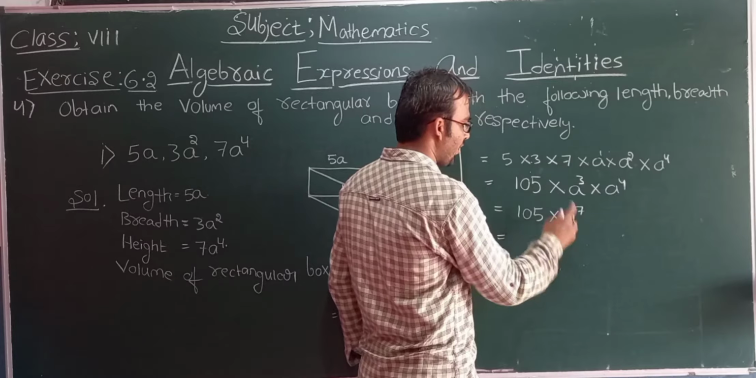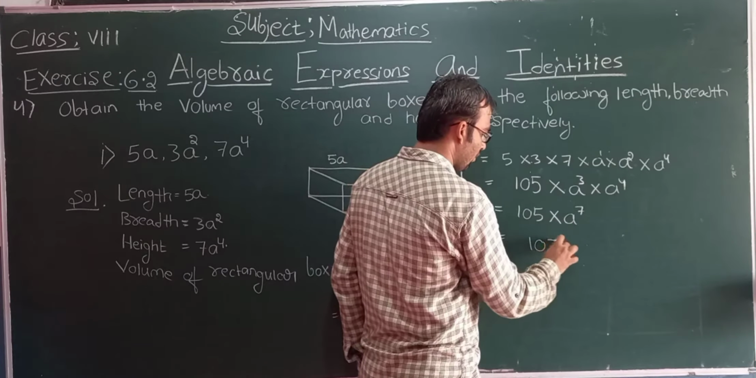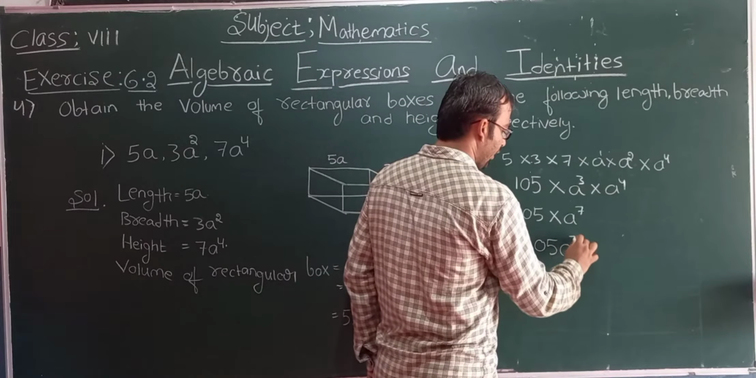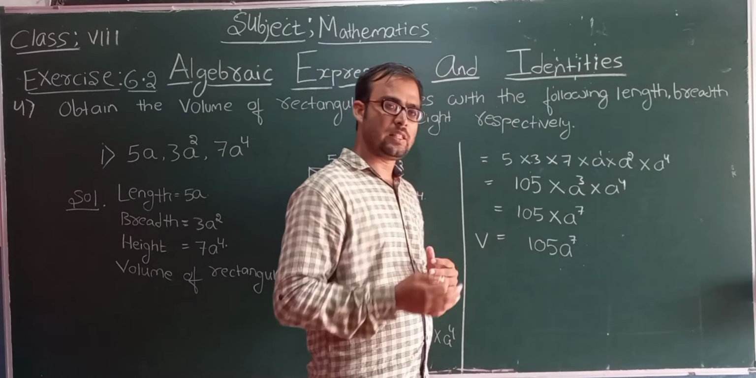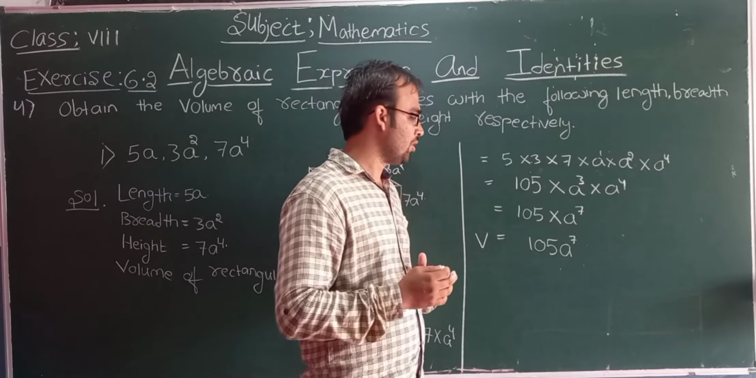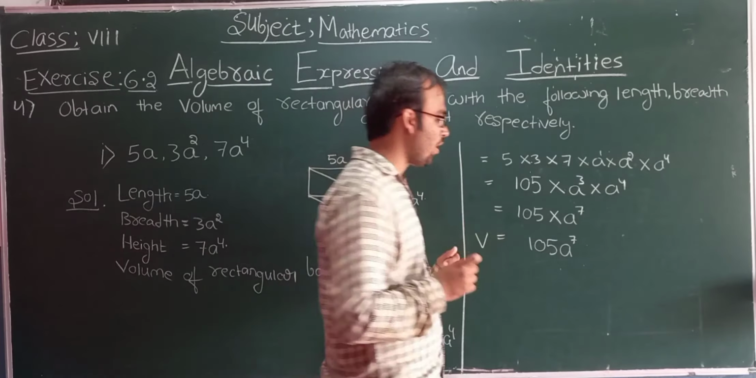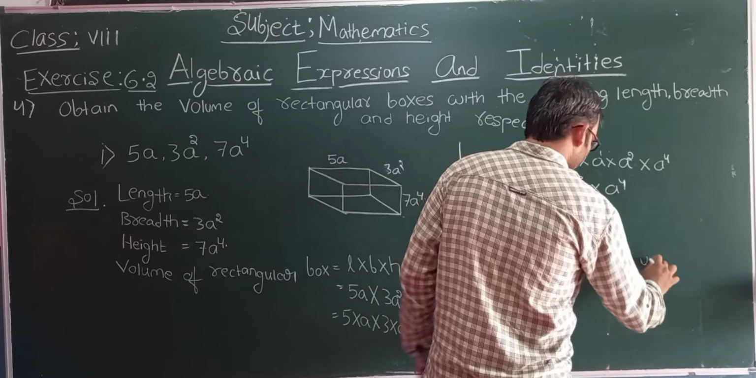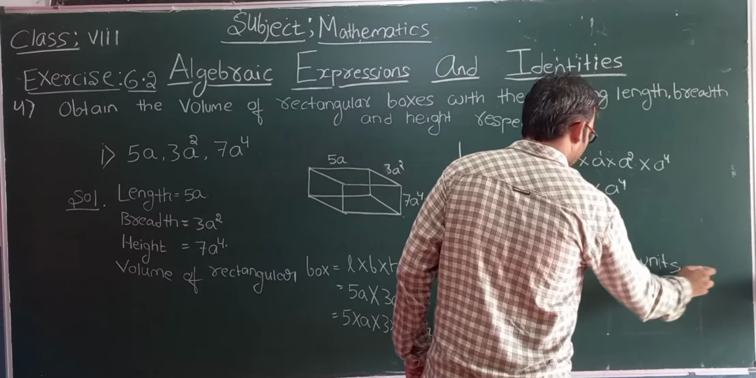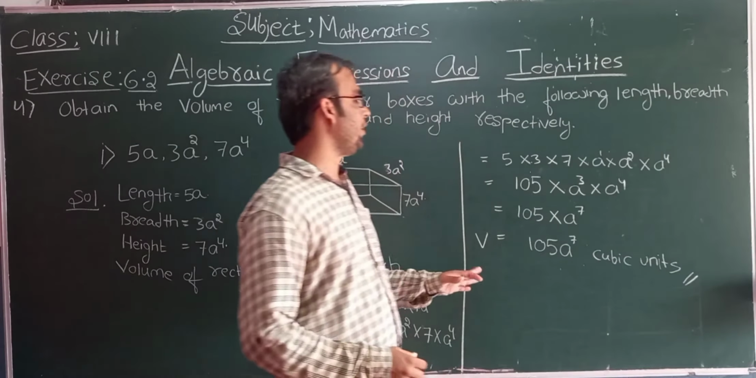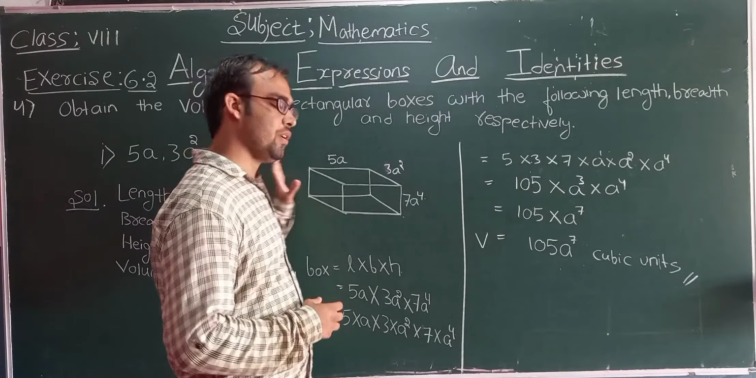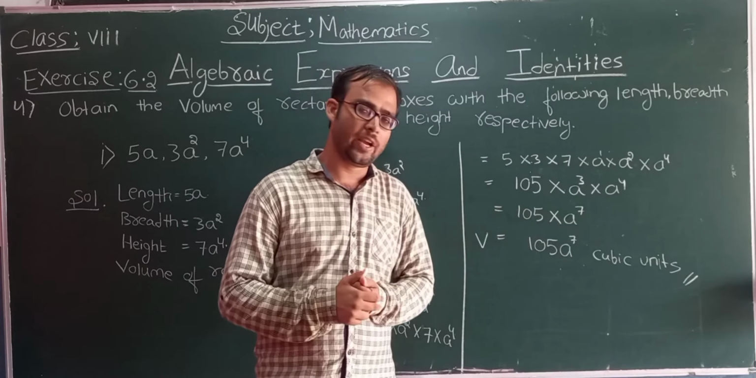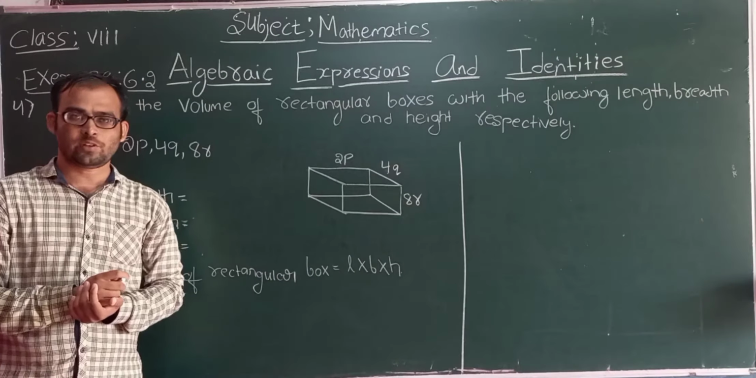Now 105 into a to the power 7. As this is in volume, the unit of volume is what? Cubic units. Okay, the unit of volume is what? Cubic units, and the volume of the first problem is what? 105 a to the power 7. Students, now let us solve second one.